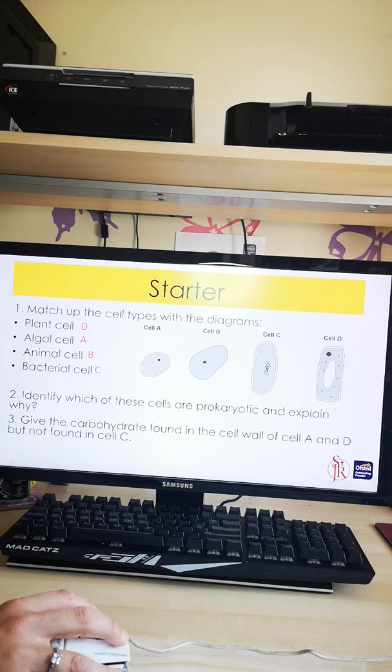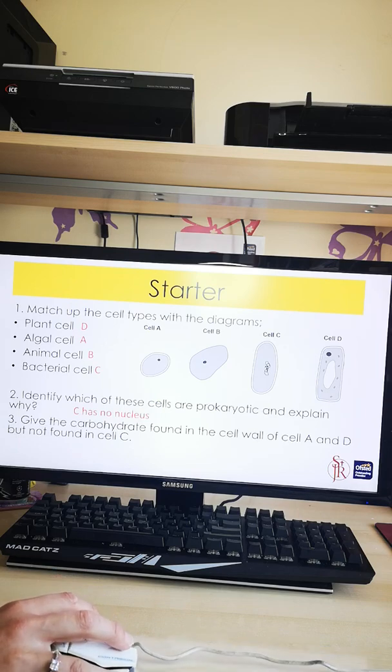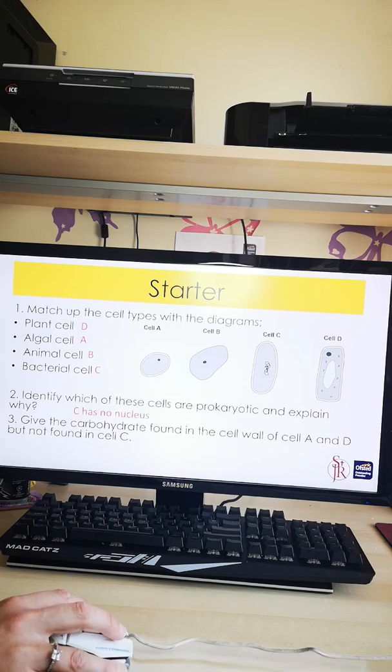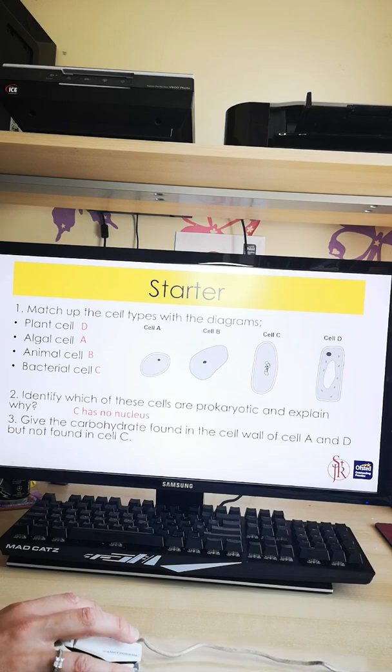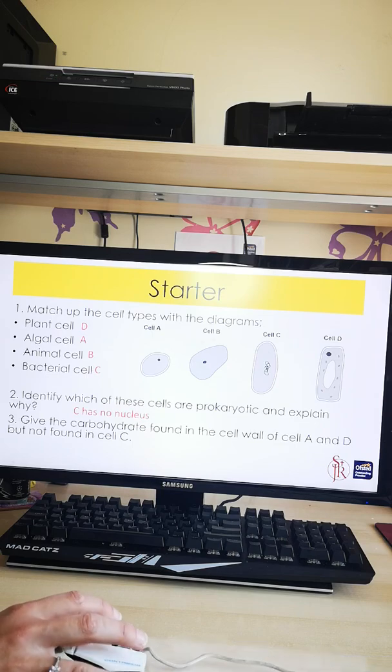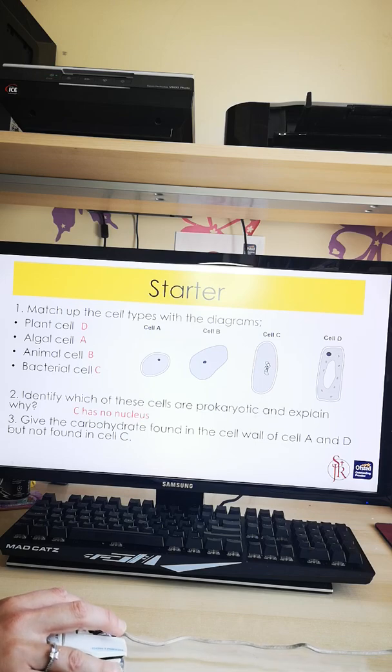For this one, I'm hoping you've pulled out C, for the reason I pointed out earlier: the DNA, the genetic material, is free in the cytoplasm, so it's not in a nucleus like the other cells. So A, B and D are all eukaryotic cells with a true nucleus, whereas prokaryotes do not have a nucleus, and that's the evidence we're looking for in that cell.